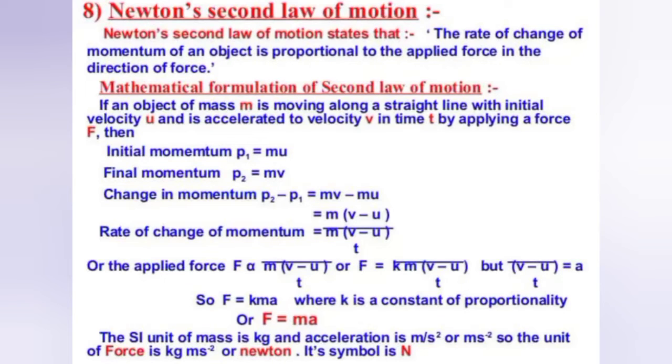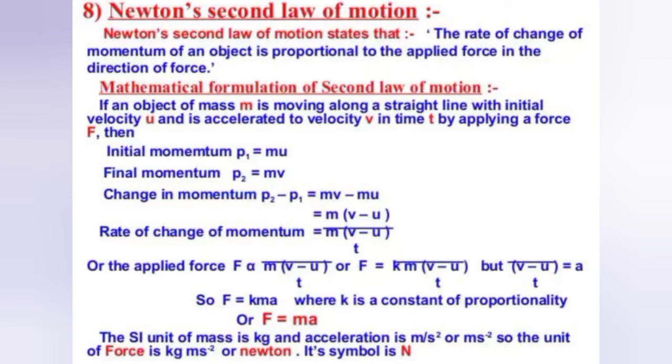Now we will see the mathematical formulation of the second law of motion. If an object of mass m is moving along a straight line with initial velocity u and is accelerated to velocity v in time t by applying a force F, then the initial momentum P1 is equal to mu, where u is the initial velocity, and the final momentum P2 is equal to mv, because v is the final velocity.